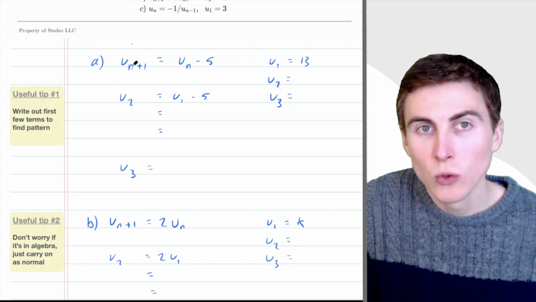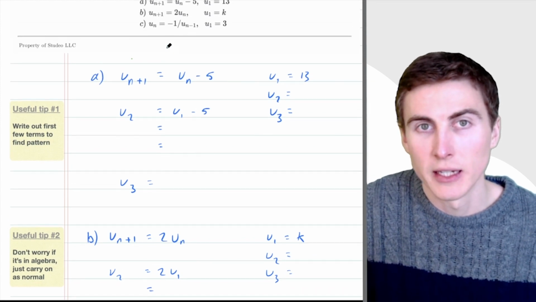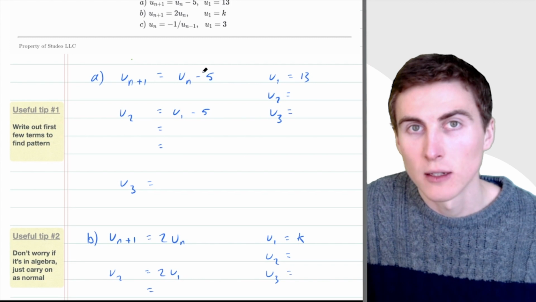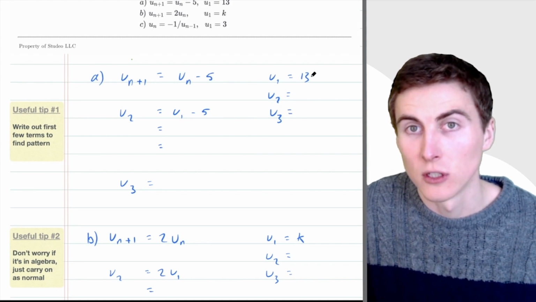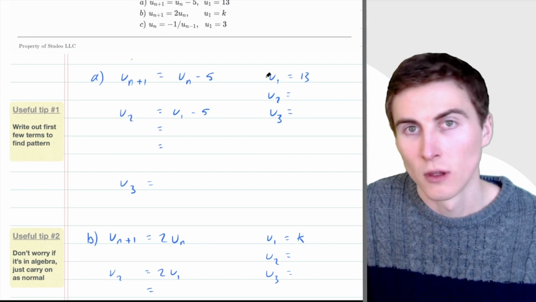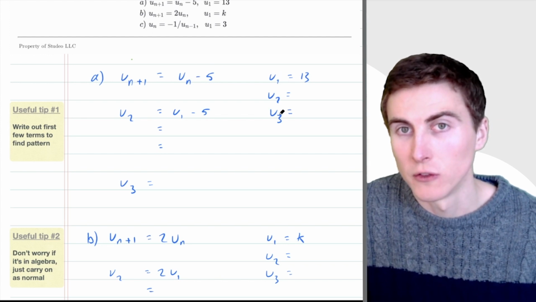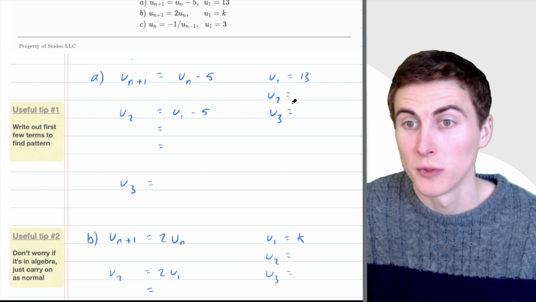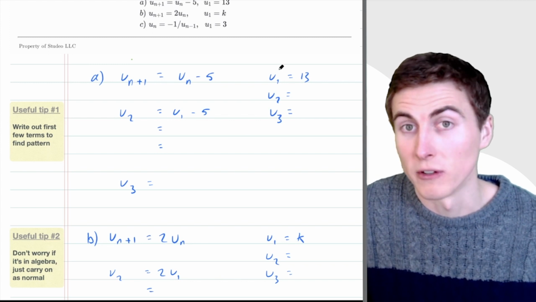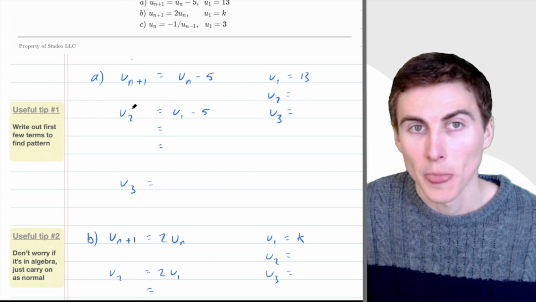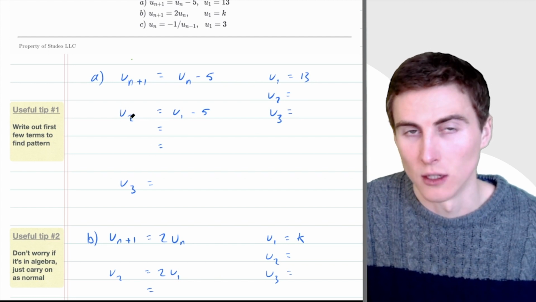It says that u of n plus 1 is equal to u of n minus 5. And the first term is 13. So we write out the formula. I write out the first few terms because I'm going to need to know a few terms to figure out the pattern of the sequence. And then we can get to work by finding the second term.